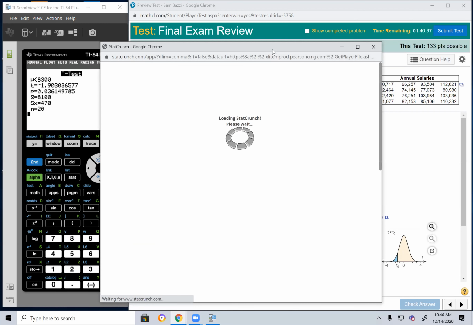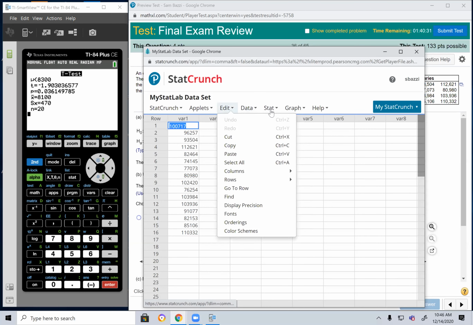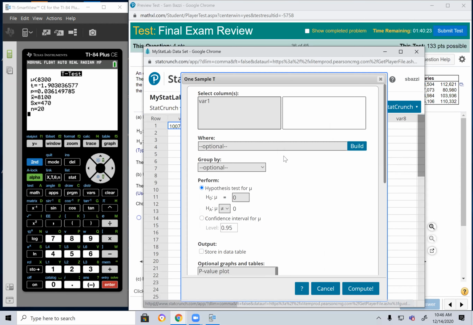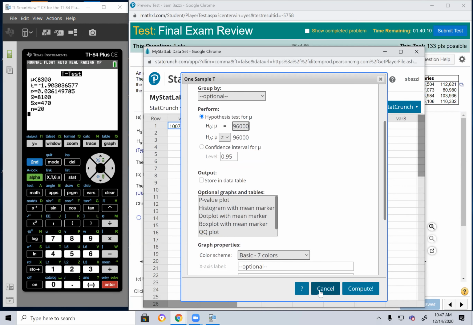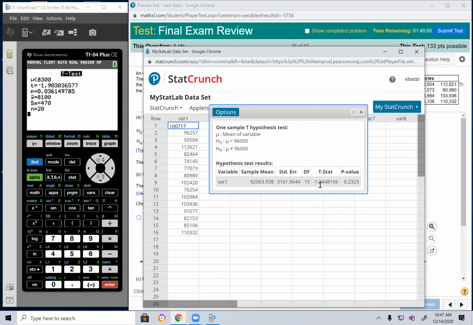I would do it. And then go to Data, Stat. It's a t-test. We're doing a t-test here. One sample with data. And that's the sample right here. And we're testing against the value 96,000. Mean is not equal to 96,000, and that's all. Just hit compute. And look, guys, you're going to get the test statistic, which is negative 1.244, and the p-value. So you just go back and put them in there.